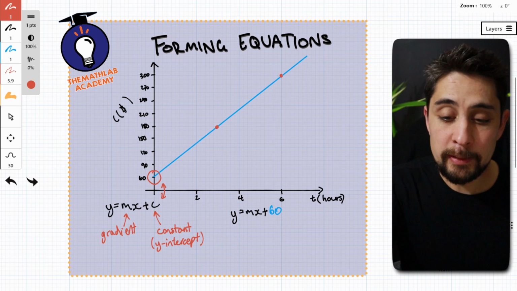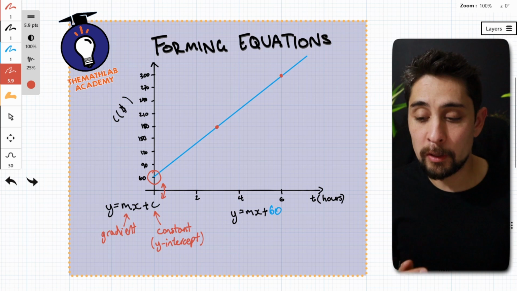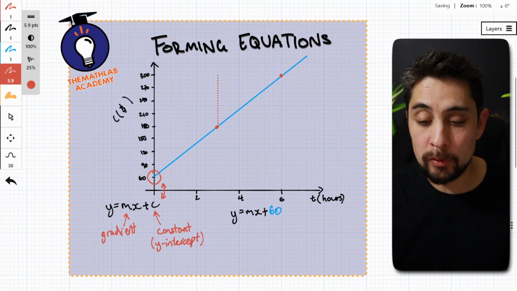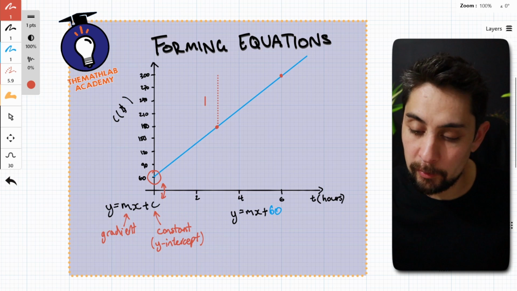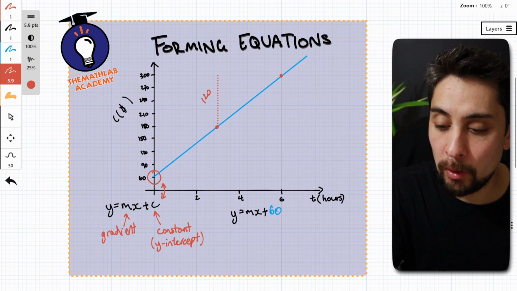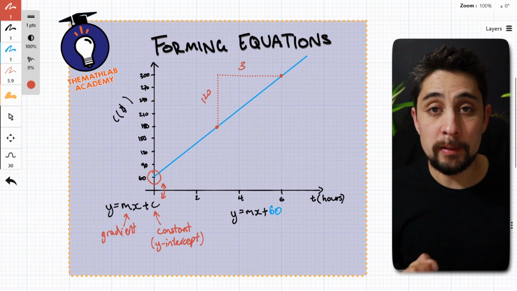The gradient is the difference in height between these 2 points versus the distance across. So this height between these 2 points is from 180 up to 300, which is 120. And the distance across between these 2 points is from 3 up to 6, which is 3.